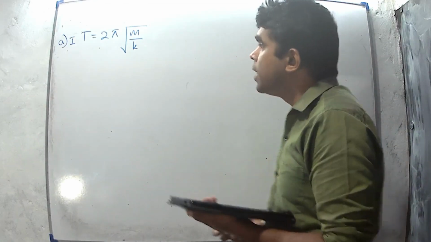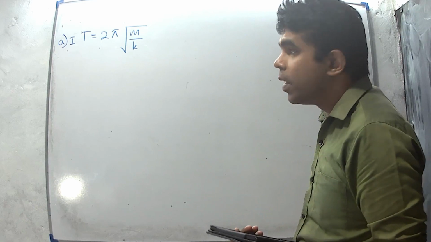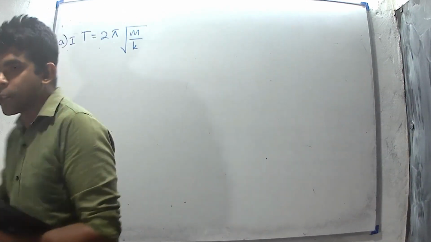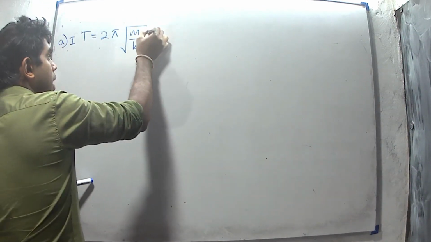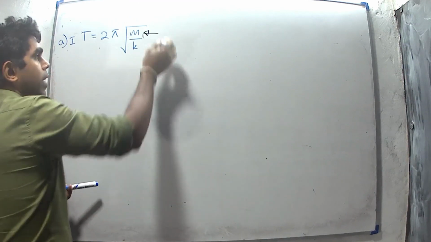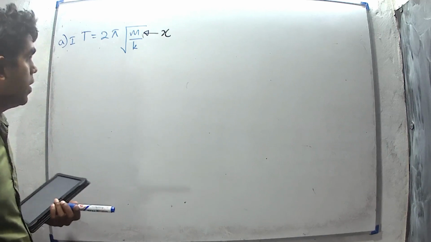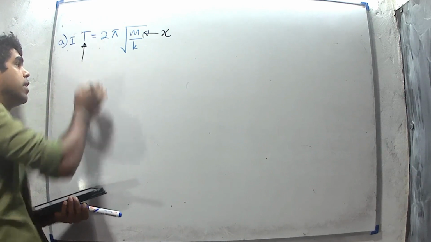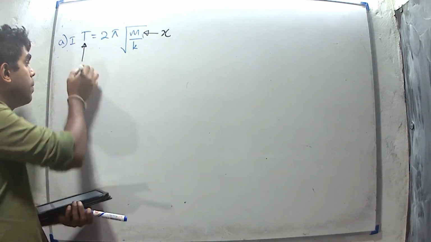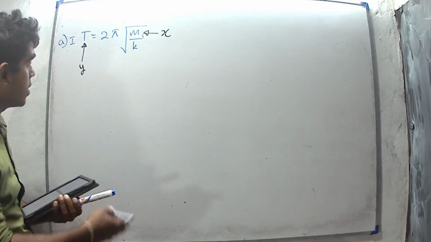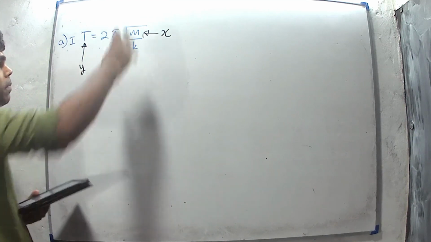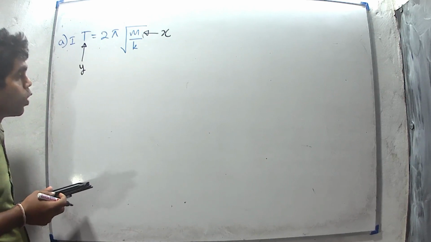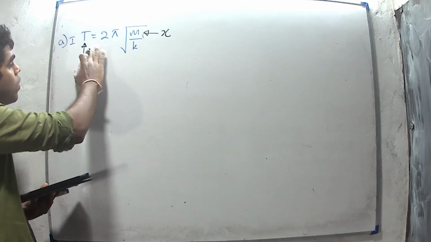Now we have to decide the dependent variable and independent variable. We are changing the mass held by the spring, so mass m is the independent variable. We have to put it on the x-axis, and we have to measure time. It is the dependent variable, so we put it on the y-axis. But m is within a square root, and we can't draw a graph with the square root.